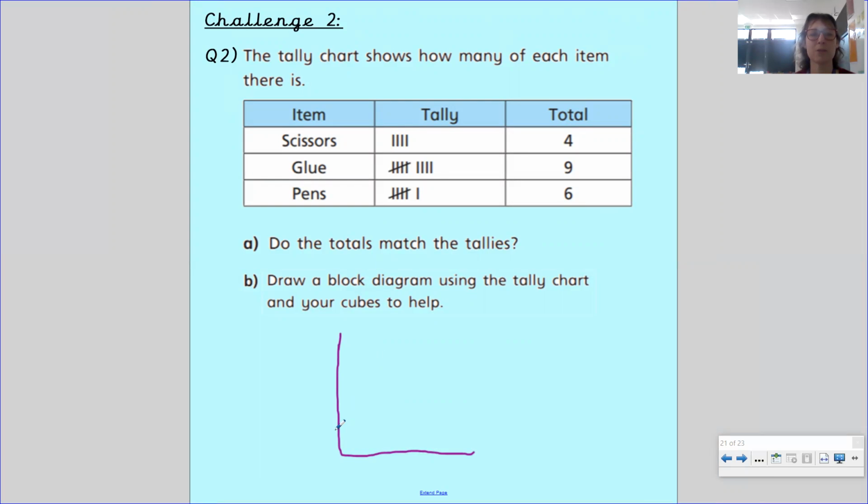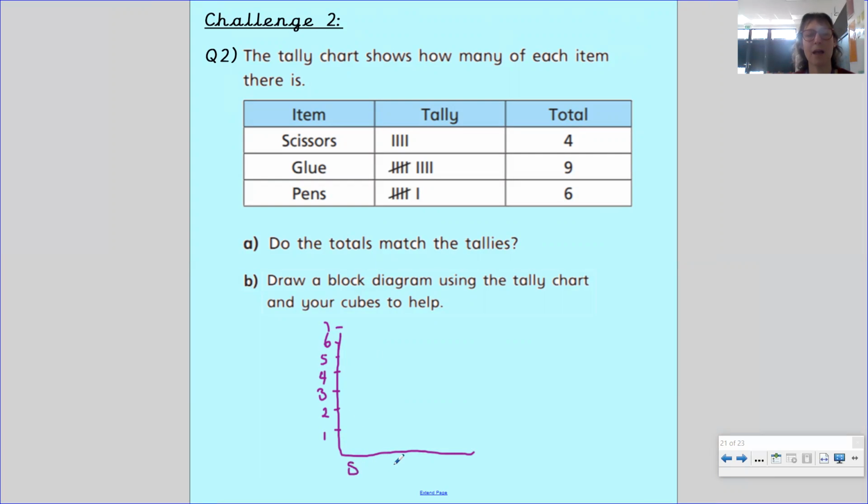So I'm going to draw my numbers up the side, and I've got to go all the way up to number 9. So that's 1, 2. So if you've got lines, you can draw those on your lines. 5, 6, 7, and we're going to keep going. 8, 9. And then you're going to draw your blocks.